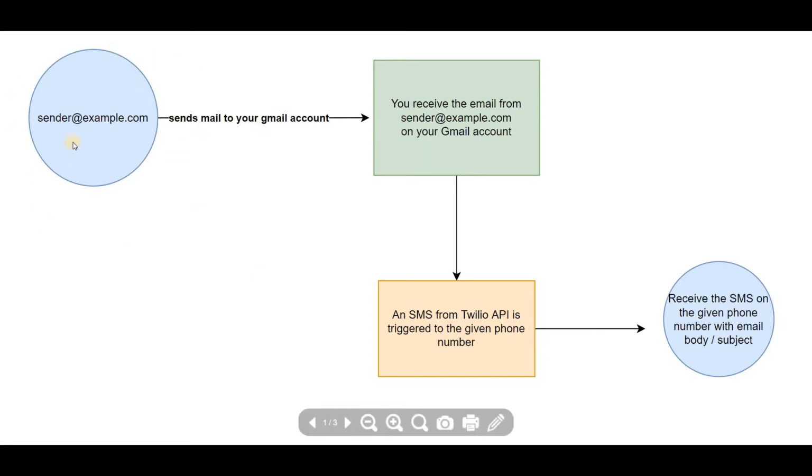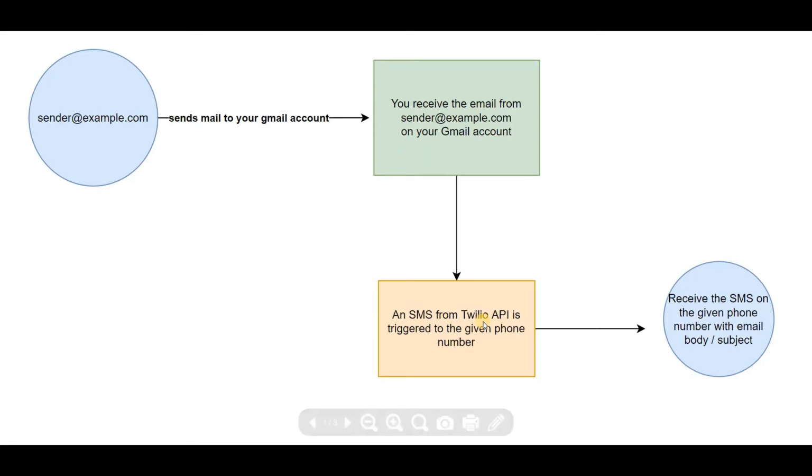A sender tries to send an email to your Gmail account. So you receive an email in your personal Gmail account from sender@example.com. It could be any email address. Once you receive that in your mailbox, every minute a trigger is set that scans your first 20 newly received emails. You can set the limit to first 20, first 40, first 60, first 100, n number.